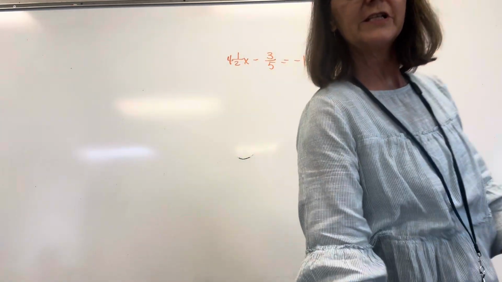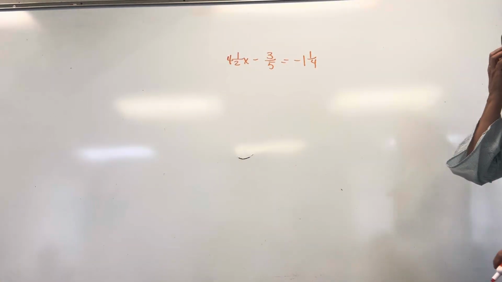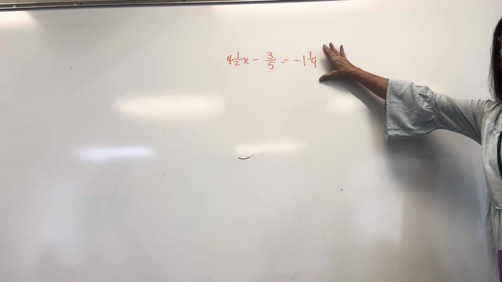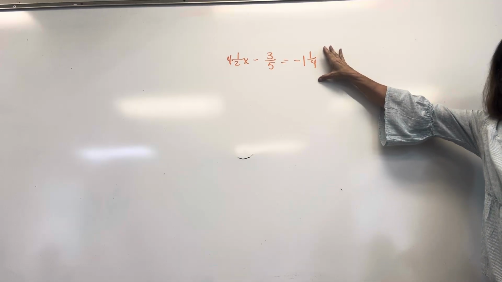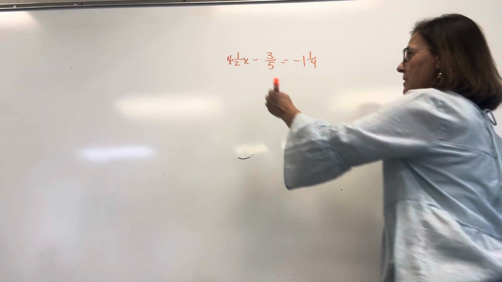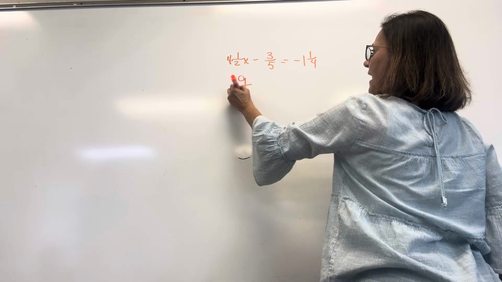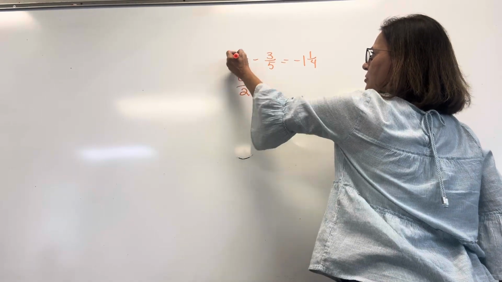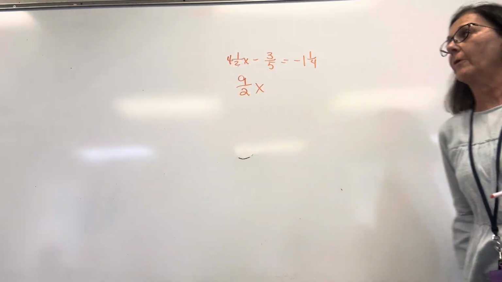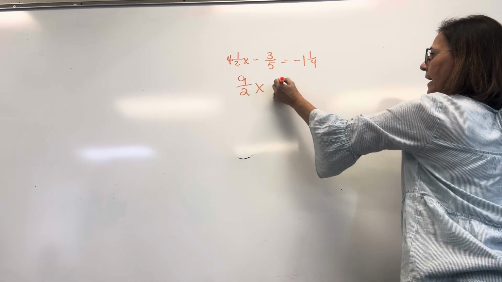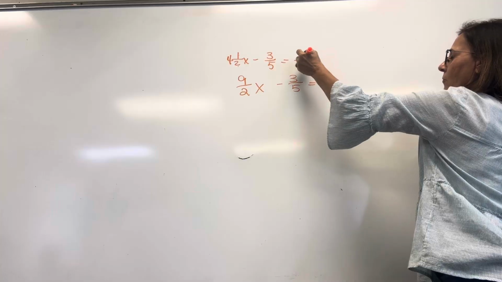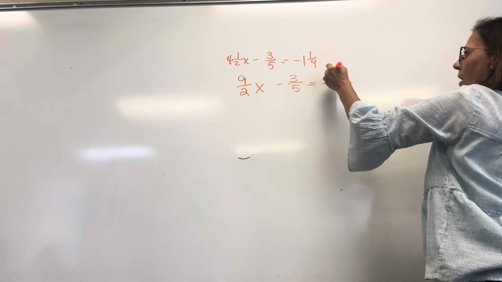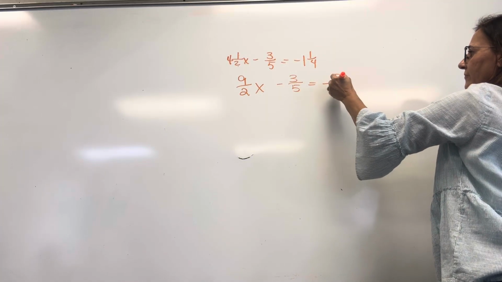So the first step is to write every mixed number as an improper fraction. We don't want mixed numbers. So this becomes 9/2 x, right? 4 times 2 plus 1 becomes your numerator. Minus 3/5 equals negative 1 times 4 plus 1, negative 5/4.